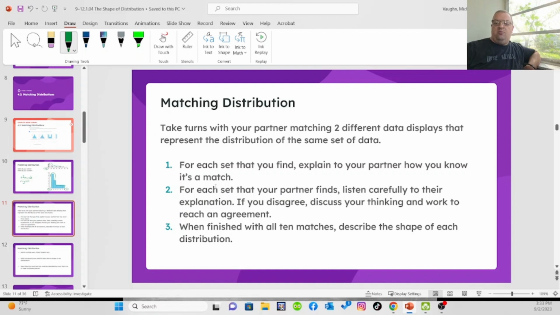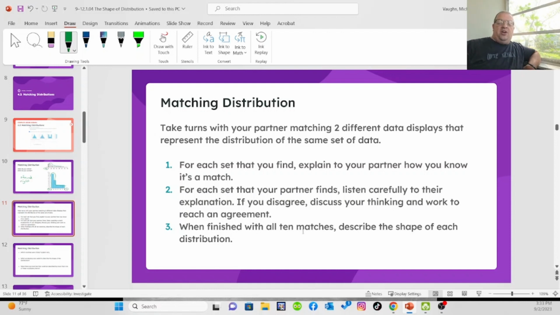So make sure that when someone else in your group is talking and giving you the reason why they came to an answer, make sure you give them your attention. Make sure that you listen. And then if you disagree, don't yell at each other, but calmly explain which part of their explanation you disagree with and give your reasoning as to why you think a different one might be a match.